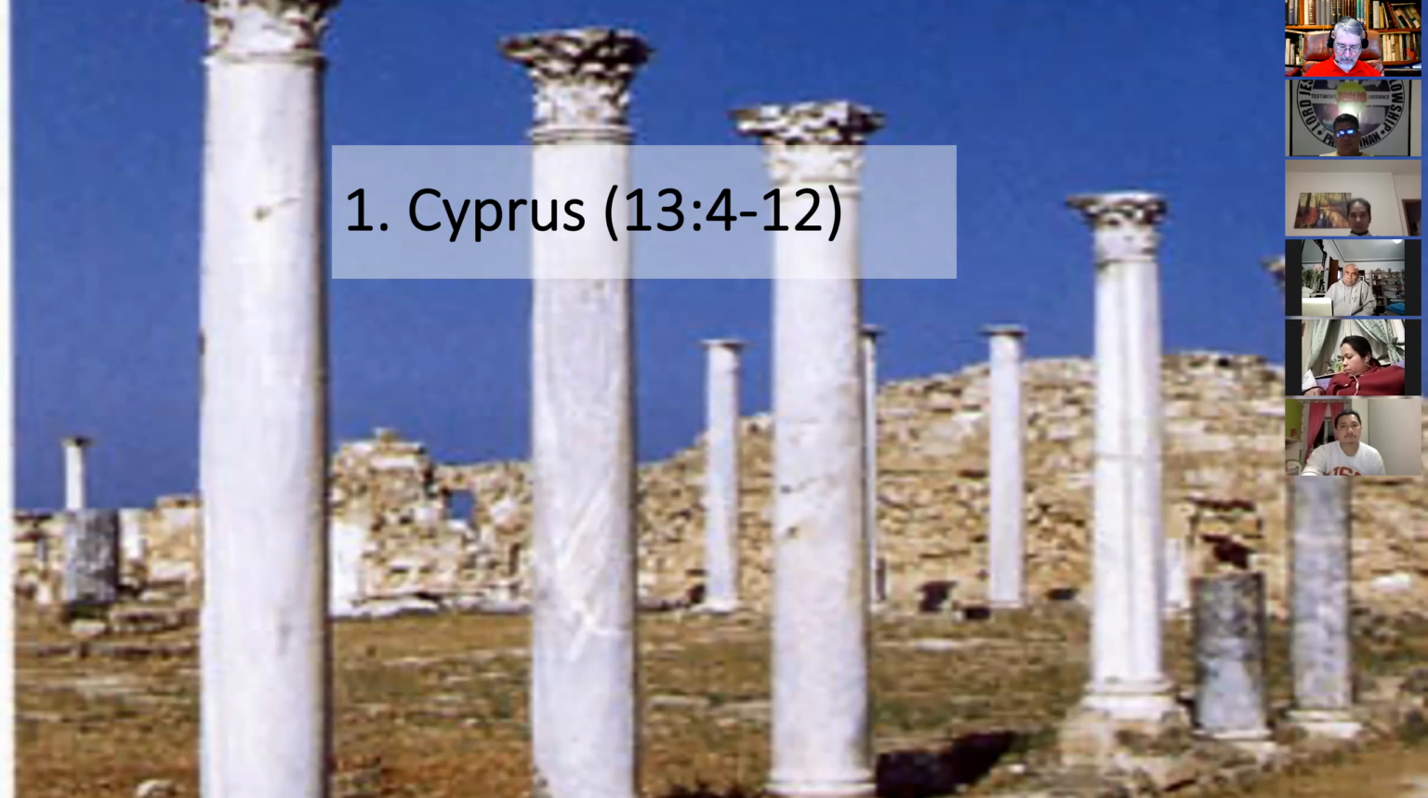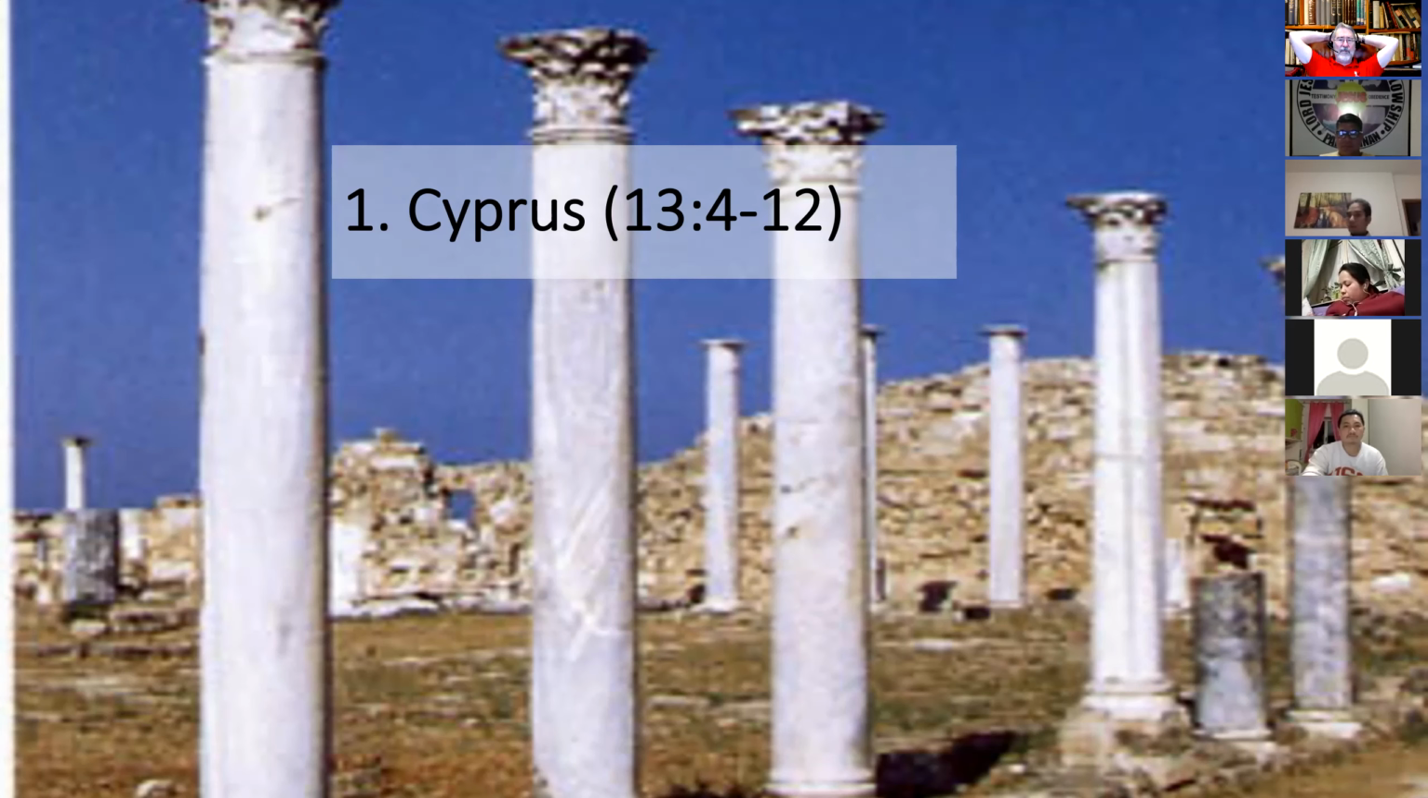When they arrived at Salamis, they proclaimed the word of God in the synagogues, and they had John to assist them. So here's John Mark, and he's going along. Saul and Barnabas are proclaiming the word of God in the Jewish synagogues. Now, Salamis is the easternmost port city on the big island of Cyprus. Cyprus is a relatively dry place. This photograph that you see is Salamis, and these are Greek columns that would have been on this island at the time of Paul. So Paul very likely walked through this particular forum on his way to the synagogue. Which is a kind of a fun thing to think about, you know. Wow, that's something Paul actually saw.